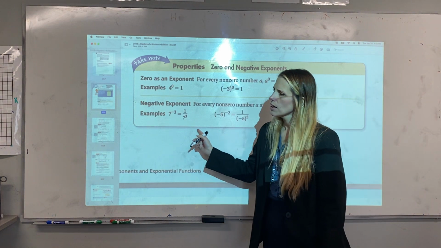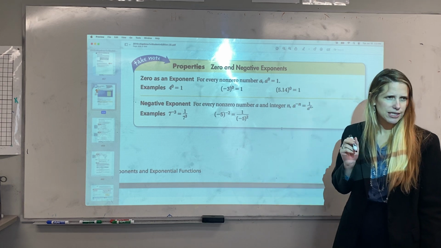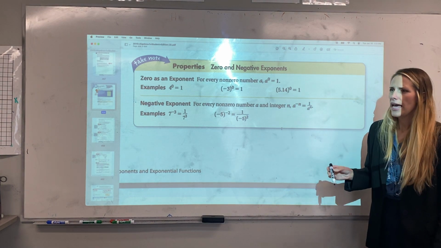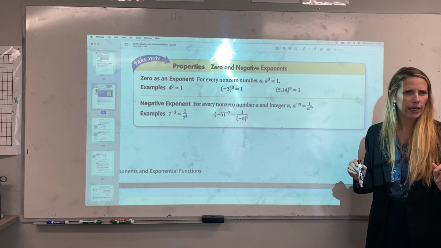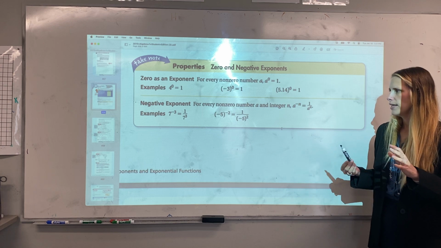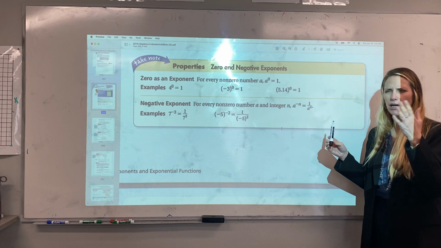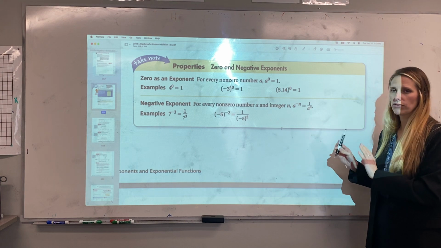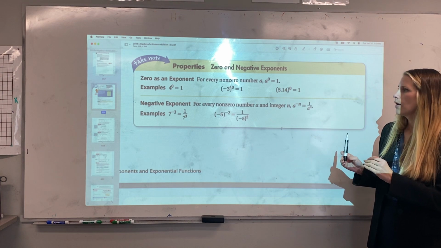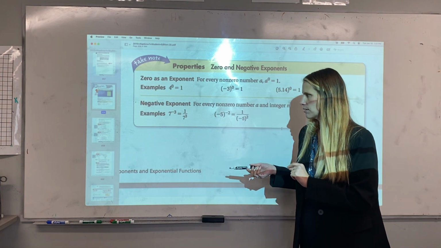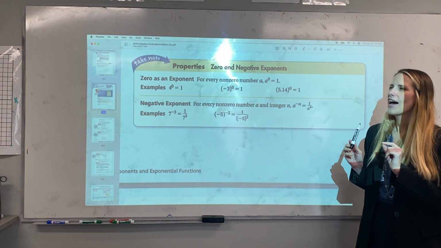This rule people are having a harder time with. The concept is really simple and quick, but for some reason we're having a hard time with it, like my other classes are. So just really focus in on this. Negative exponents have a negative attitude.